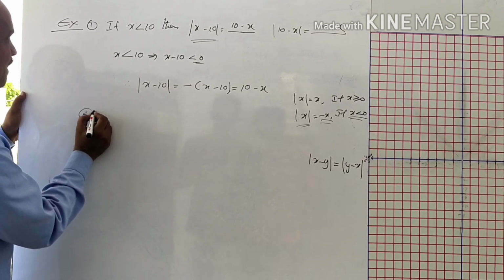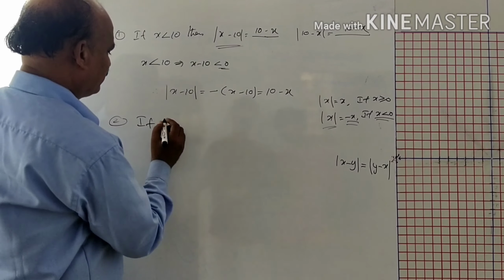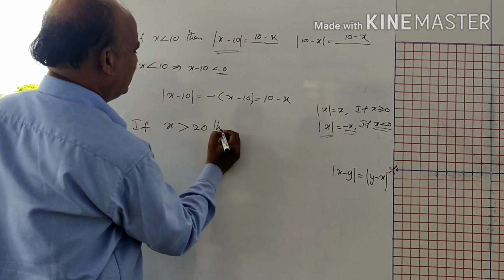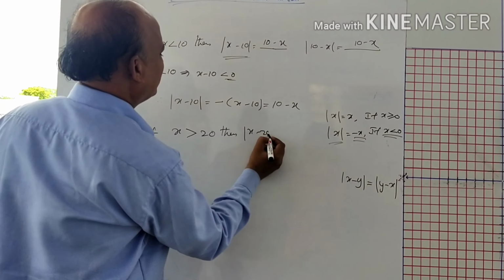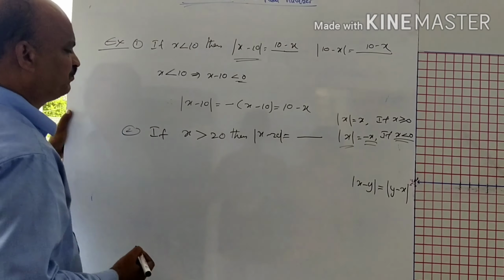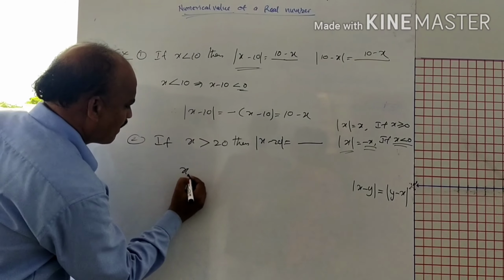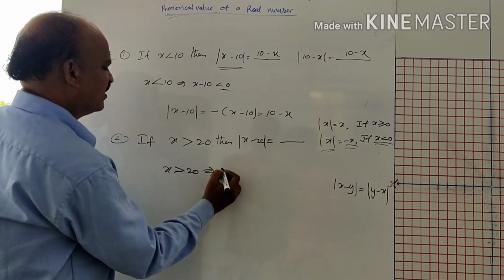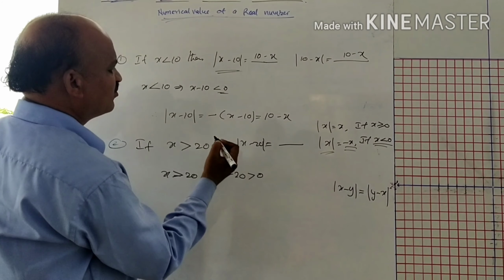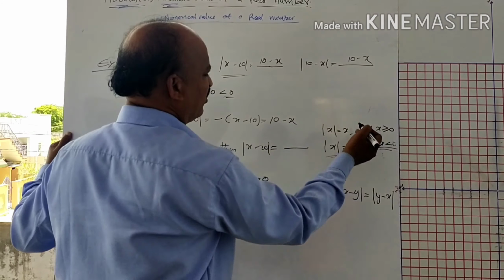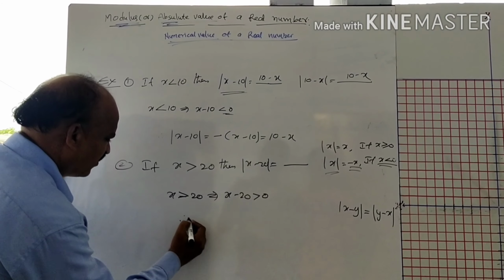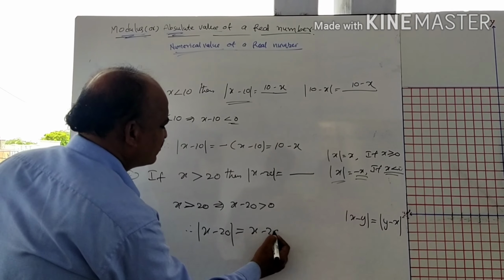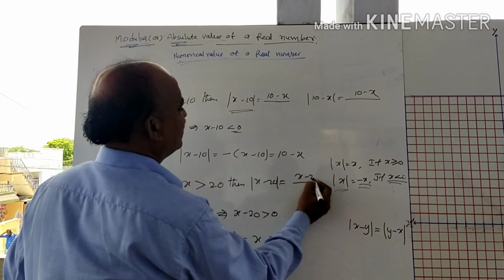And the second one, if x greater than 20, then modulus x minus 20 equal to dash. Here given that x greater than 20, that implies x is more than 0. If x more than 0, modulus x equal to x. Therefore, modulus x minus 20 is equal to x minus 20.